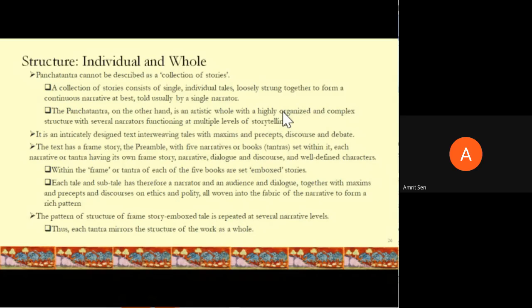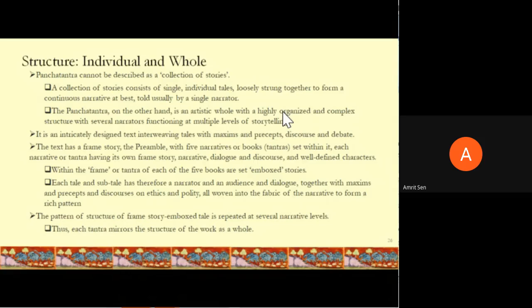Right? So well-defined characters, once again, very often the crow symbolizing intelligence, the owl signifying violence, and so on and so forth. Within the frame or the tantra of each of the five books are small nested stories, the Chinese box structure or the Russian doll structure, where there are narratives within narratives, stories within the main frame. Each tale and subtale, therefore, has a narrator with an audience and a dialogue. So every single story has its dedicated narrator and audience, right?